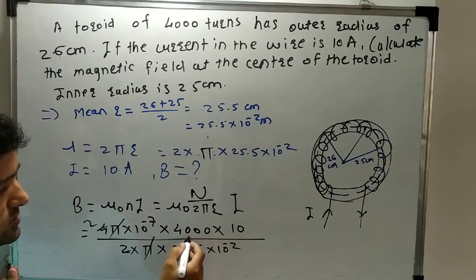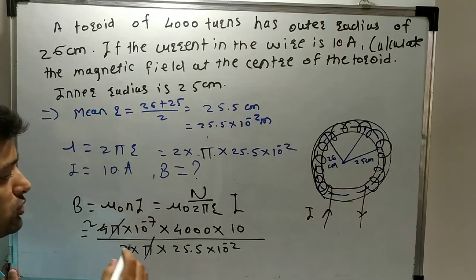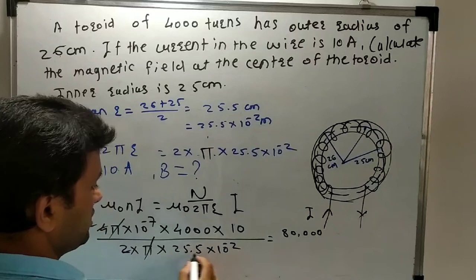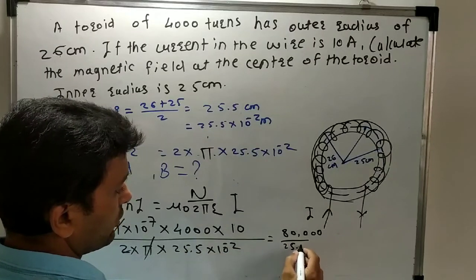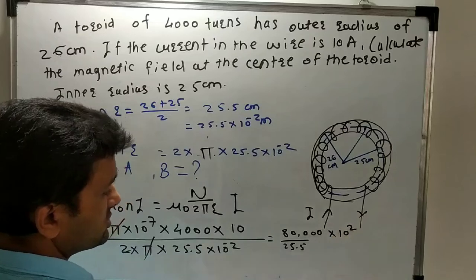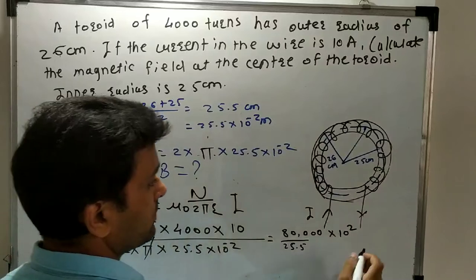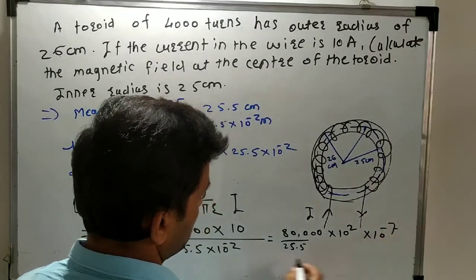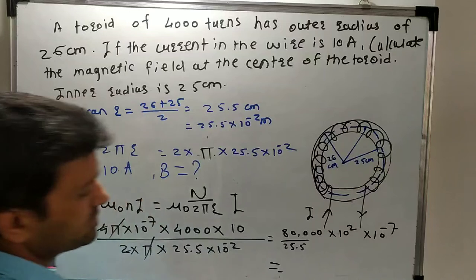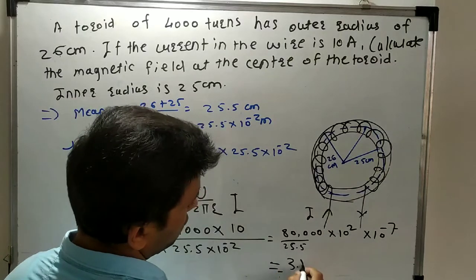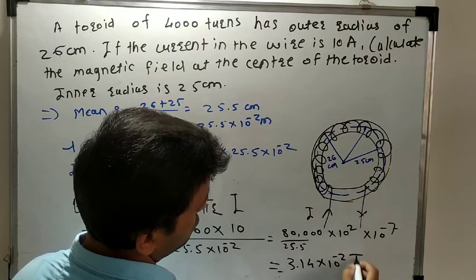So instead of 4000 it becomes 40,000. 40,000 into 2 becomes 80,000. 80,000 divided by 25.5. If you are sending this 10 raised to minus 2 to the numerator, then it becomes plus 2. And what is the power remaining? It is 10 raised to minus 7. So if you solve all the terms present in this equation, then the answer of this question becomes 3.14 into 10 raised to minus 2 Tesla.